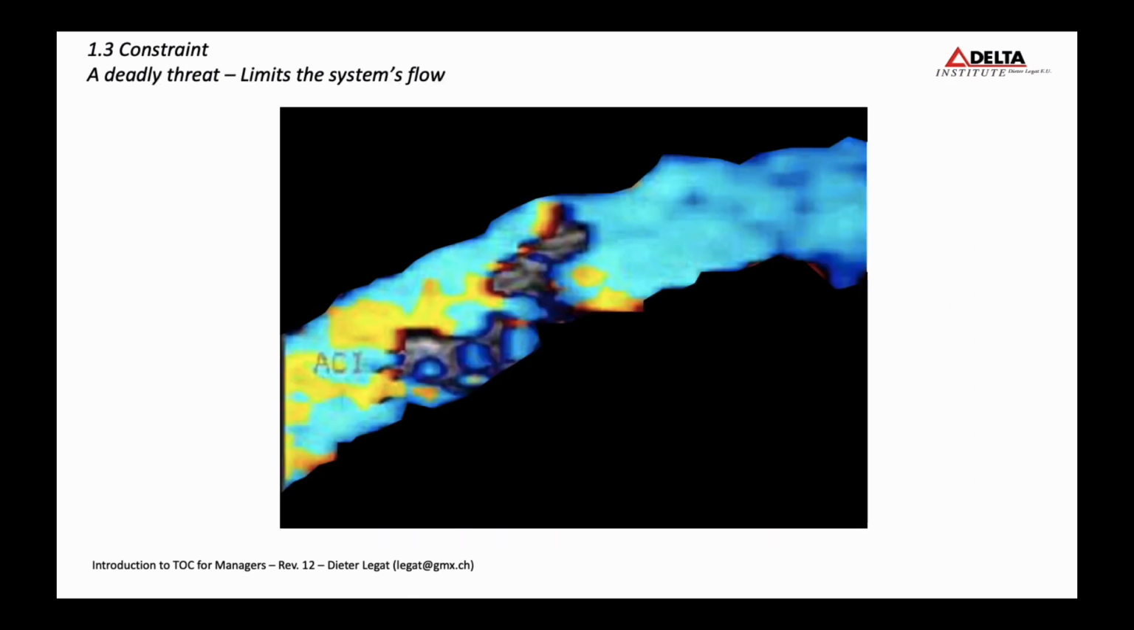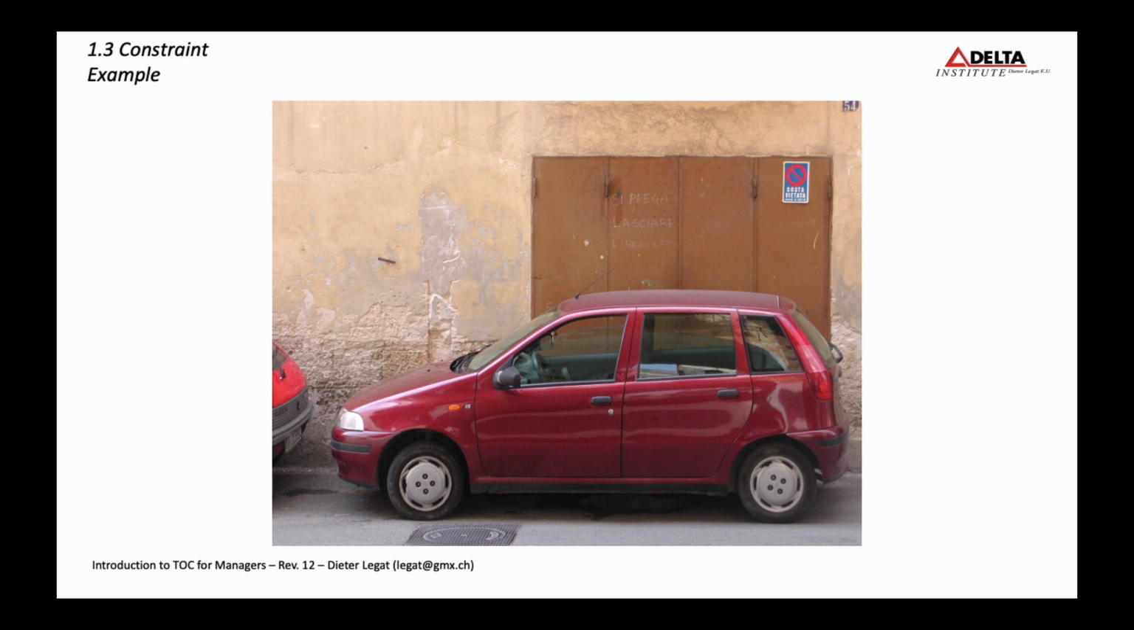To illustrate a constraint, this is a clogged artery, with the clog being the limiting factor for the flow of blood. Does really not look good. Another example. Take a look.